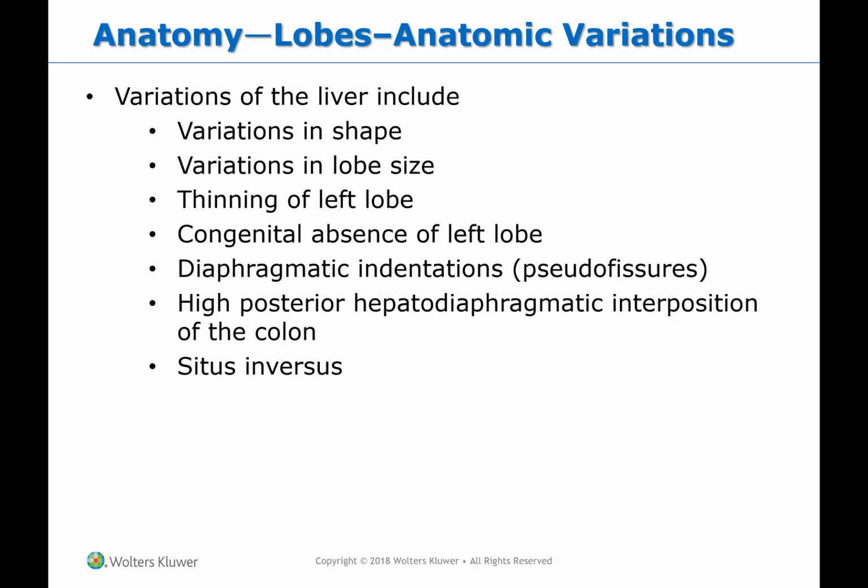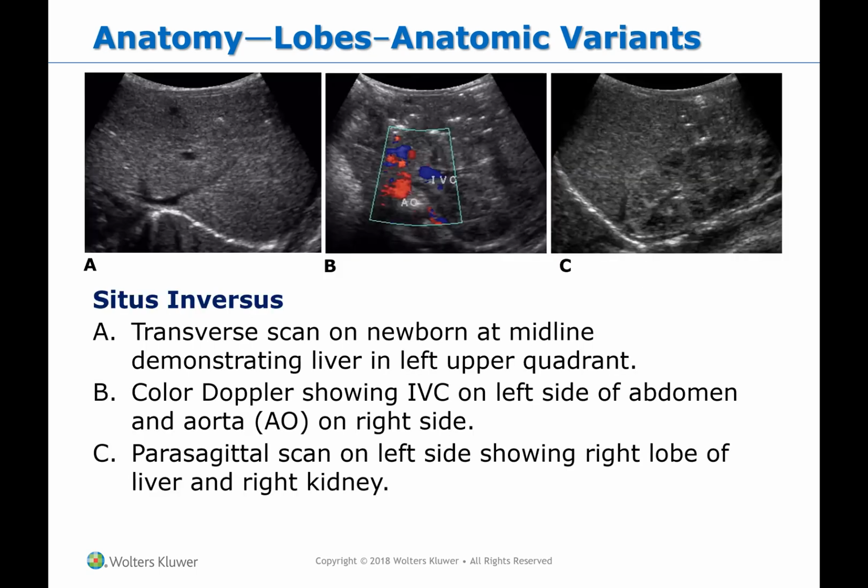There are multiple variations in shape and lobe size, such as thinning of the left lobe. We're all different, and it's kind of crazy that your liver can be different too. I've noticed different anatomic variations in every person. So the liver is no exception. One of the things that's really interesting that I've seen a couple times when I've scanned babies is situs inversus, where it's like a mirror image. So everything is opposite. Instead of the liver predominantly being on the right side, it's going to be predominantly on the left side. It's crazy. That's very rare.